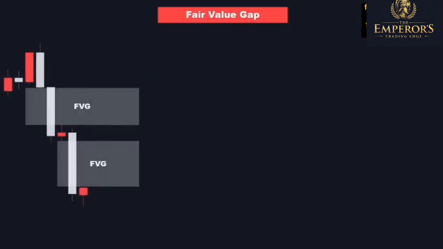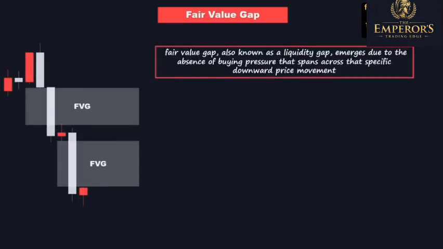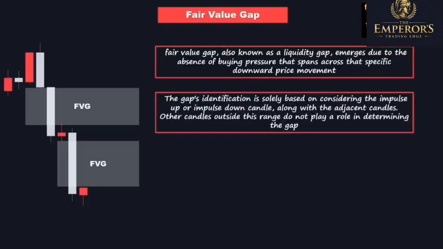Imagine the scenario where the price experiences a downward movement. In this case, a fair value gap, also known as a liquidity gap, emerges due to the absence of buying pressure that spans across that specific downward price movement. Recognizing fair value gaps hinges on a specific method. The gap's identification is solely based on considering the impulse up or impulse down candle, along with the adjacent candles. Other candles outside this range do not play a role in determining the gap.